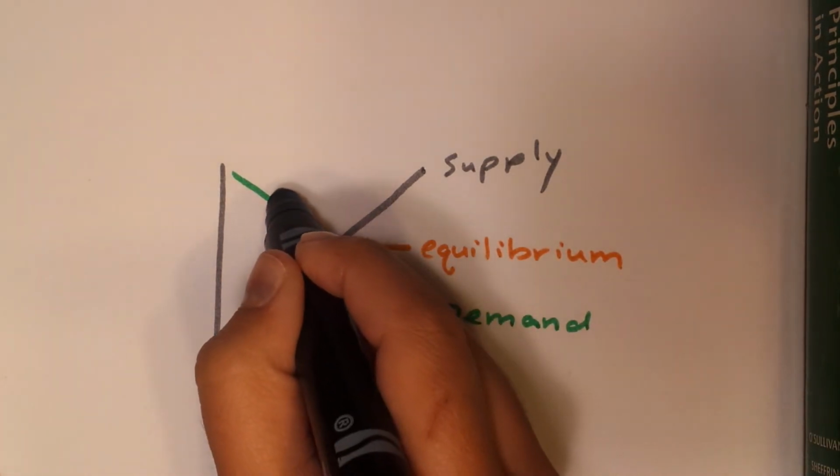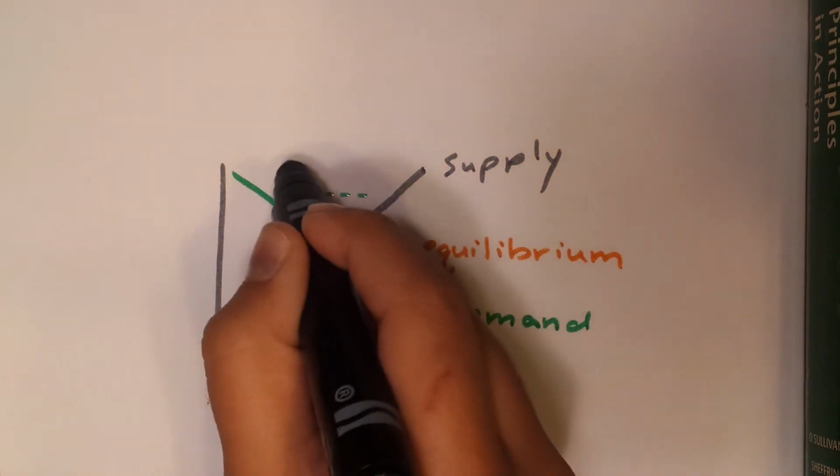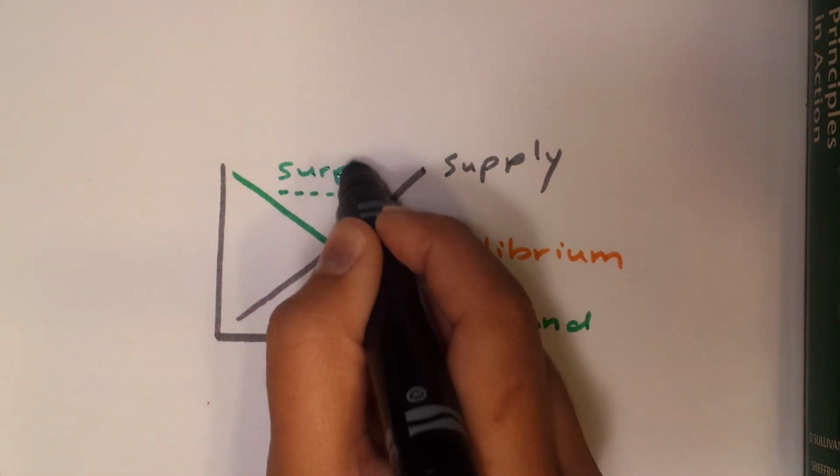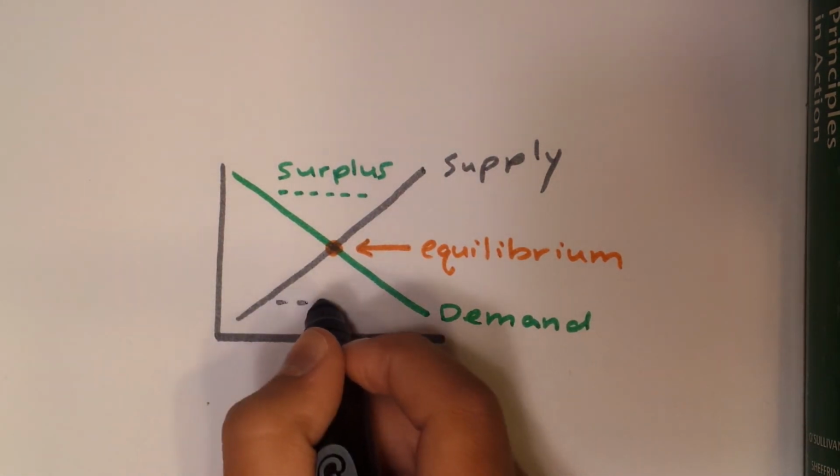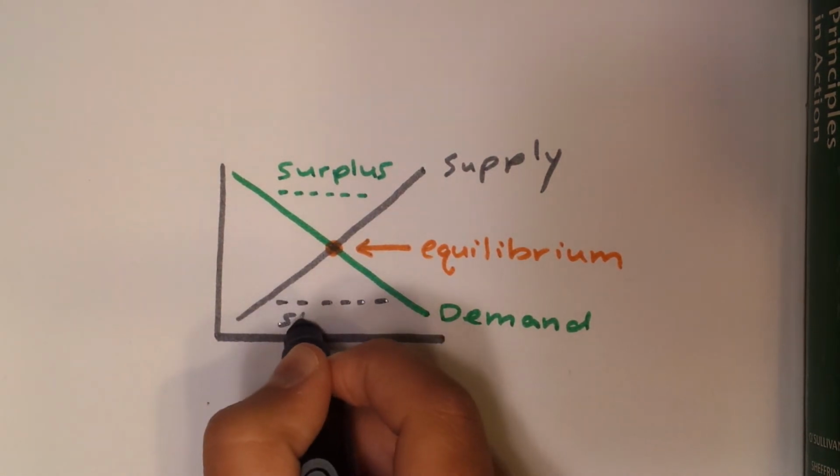If producers are making more cookies than you want, it is called a surplus. If they are making less cookies than you want to buy, there is a shortage.